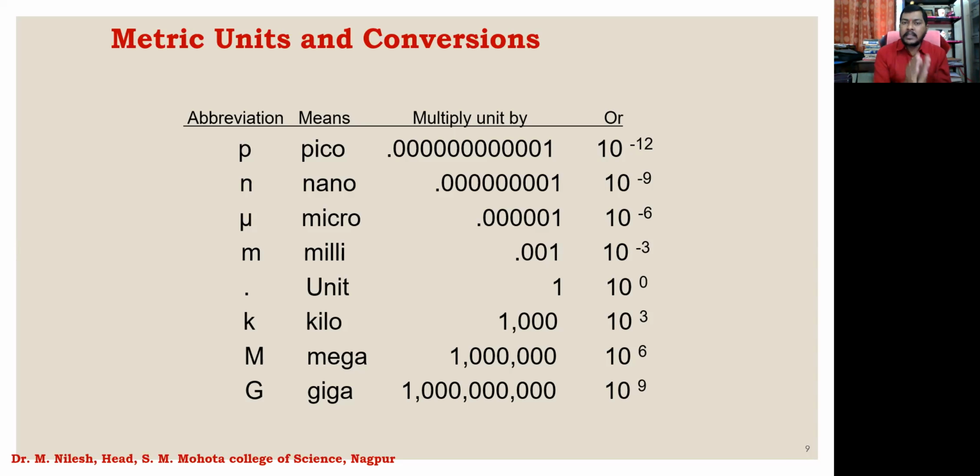So kilo stands for 10 raised to power 3, which implies that we are having 1000 meters inside it. 1 kilometer is 1000 meters, and 1000 means 10 raised to power 3 meters, right? Similarly, there are some more conversions, that is pico. Pico is 10 raised to power minus 12.